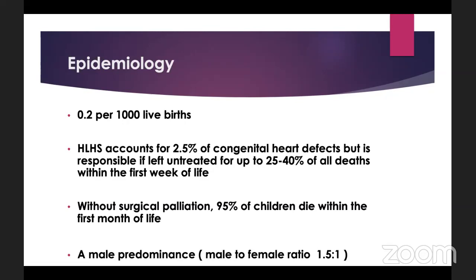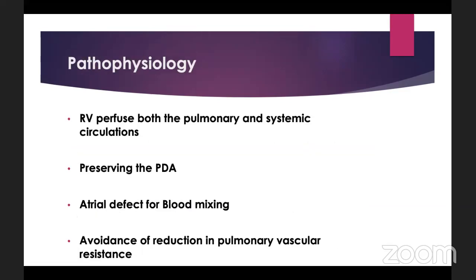Even though it's relatively uncommon, it accounts for a high percentage of cardiac deaths on the waiting list for congenital heart disease, and that's an important factor. That's why it's commonly a subject of debate in meetings, and people are trying to improve the delays and the waiting times for transfer of these patients. Without surgical palliation, it's almost universally fatal. Most patients die within the first month of life, and there is a male predominance that's observed in this diagnosis.